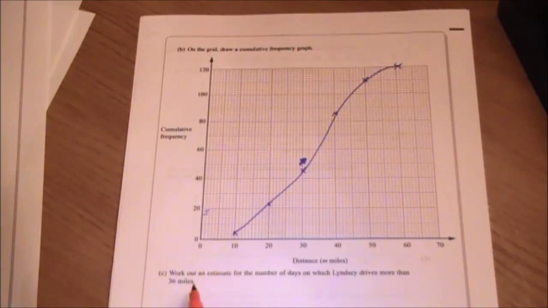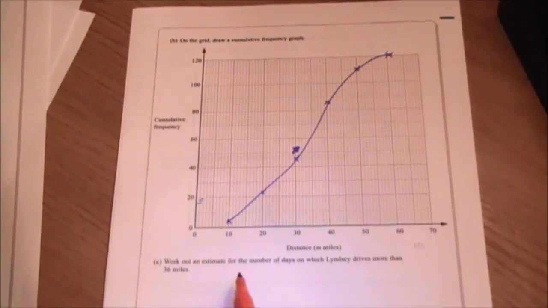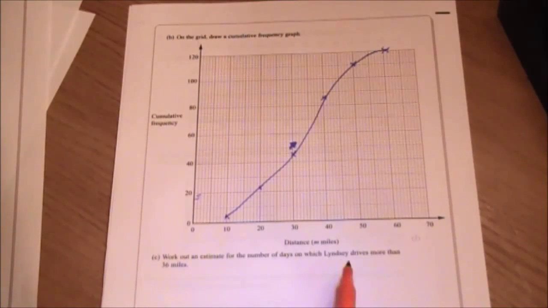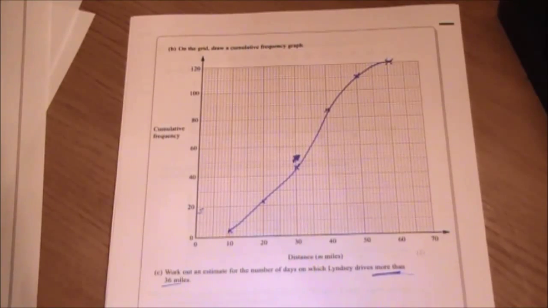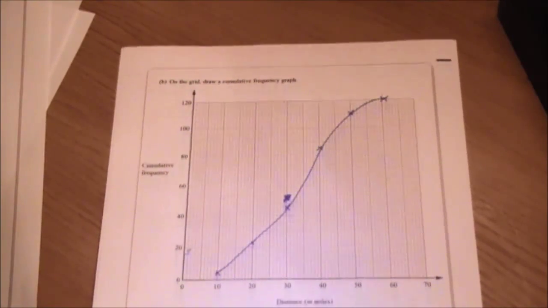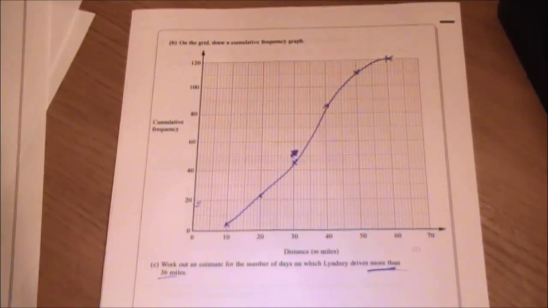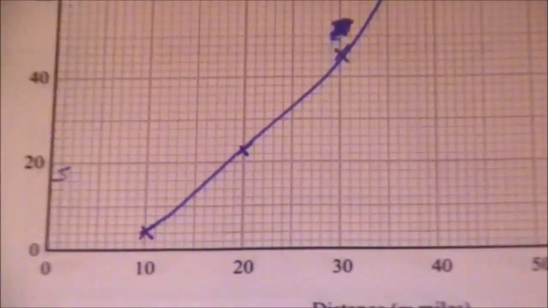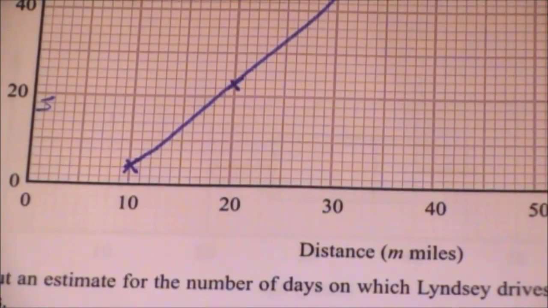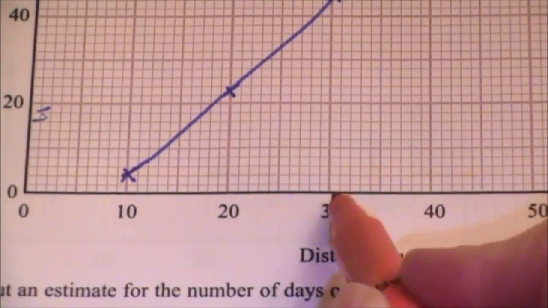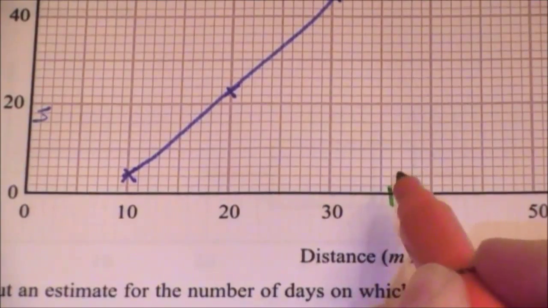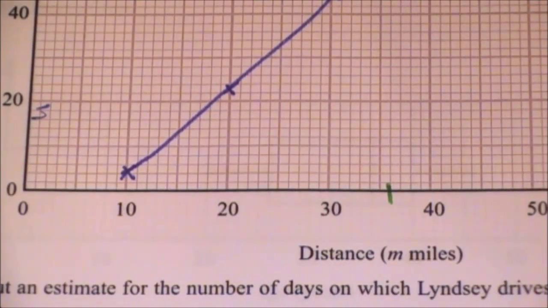Now part C wants me to work out an estimate for the number of days on which Lindsay drives more than 36 miles. Because they've asked me to estimate, it means to use the graph. So where's 36 miles? Let me zoom in. Here's miles, and this actually goes up in ones. So 35, 36. So it goes to there.